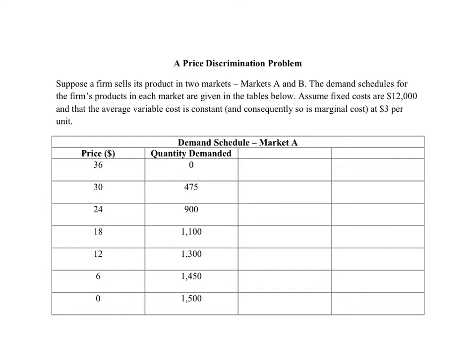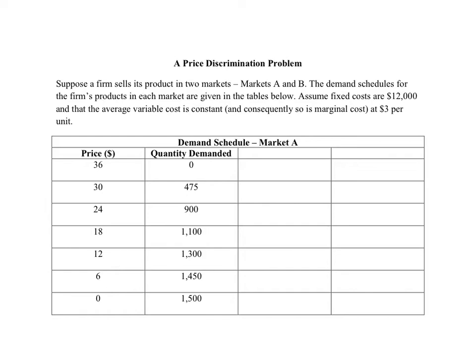Here we have a firm that sells a product in two markets, Market A and Market B, and the demand schedules for each market are given in the table below. Fixed costs are $12,000 and average variable costs are constant, equal to marginal cost of $3 per unit.